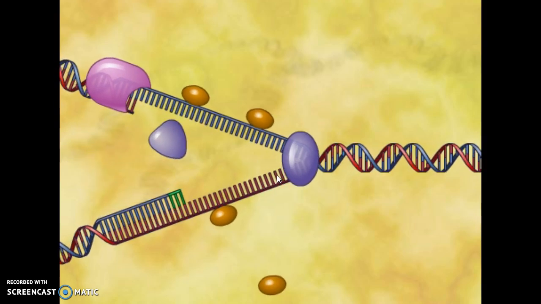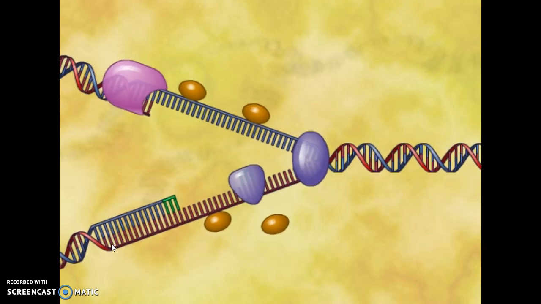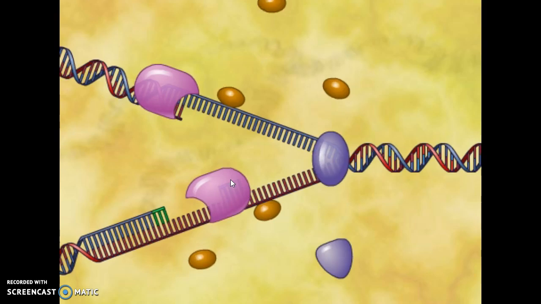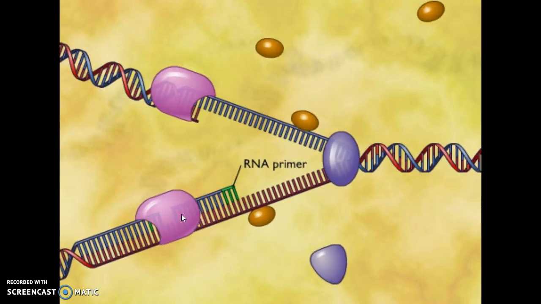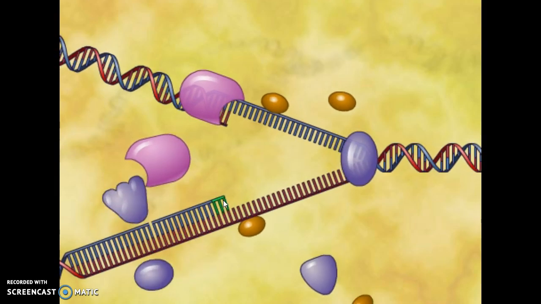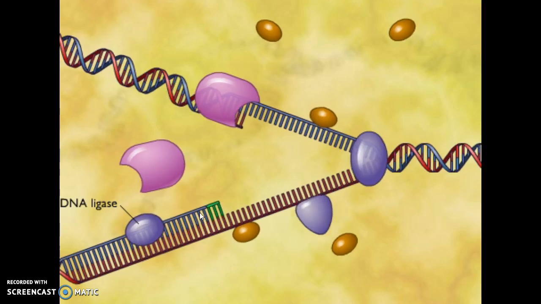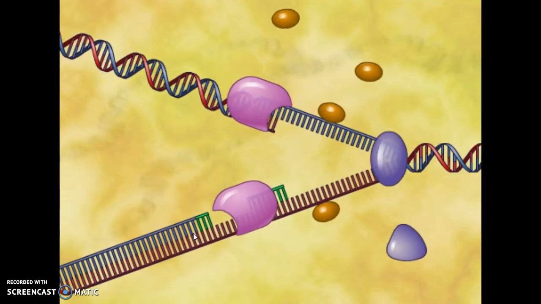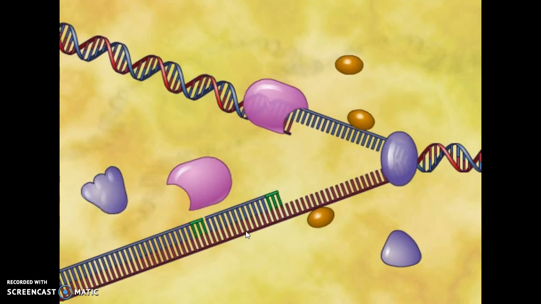But this strand is going from 5' to 3' this way, and it can't add 3' to 5'. So it does add 5' to 3', but it only does it in little bits. You get continual addition of these primers, and you get what are called Okazaki fragments, which have to be bound together by DNA ligase. And this continues happening.